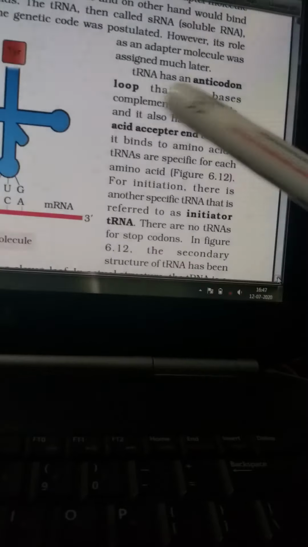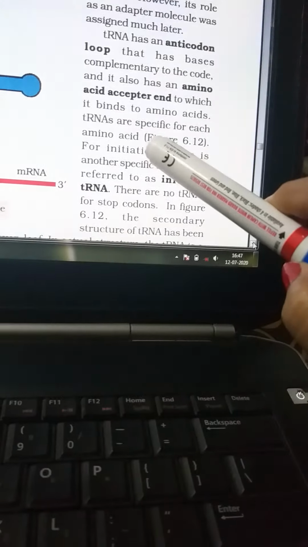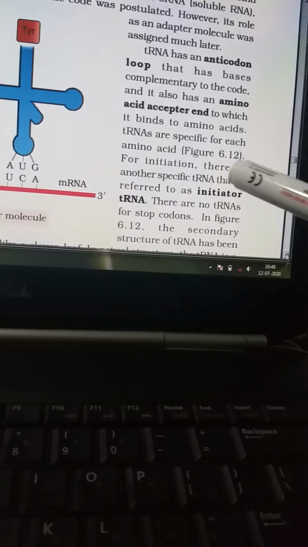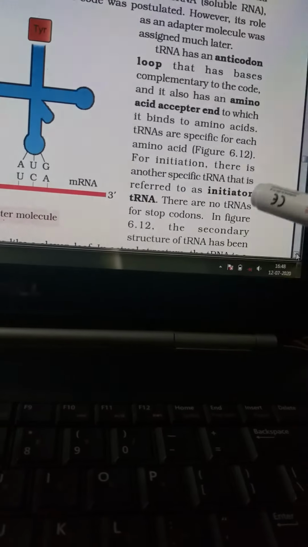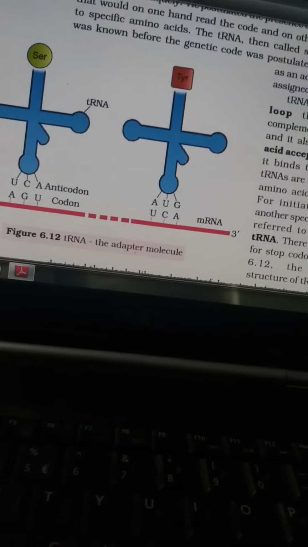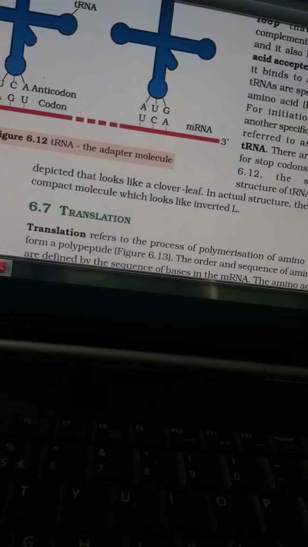Now you see here, it binds to the amino acid, tRNA is specific for each amino acid, and for initiation there is another specific tRNA that is referred to as an initiator tRNA. See, in this sequence this is known as the initiator tRNA, and there is no tRNA for the stop codon.